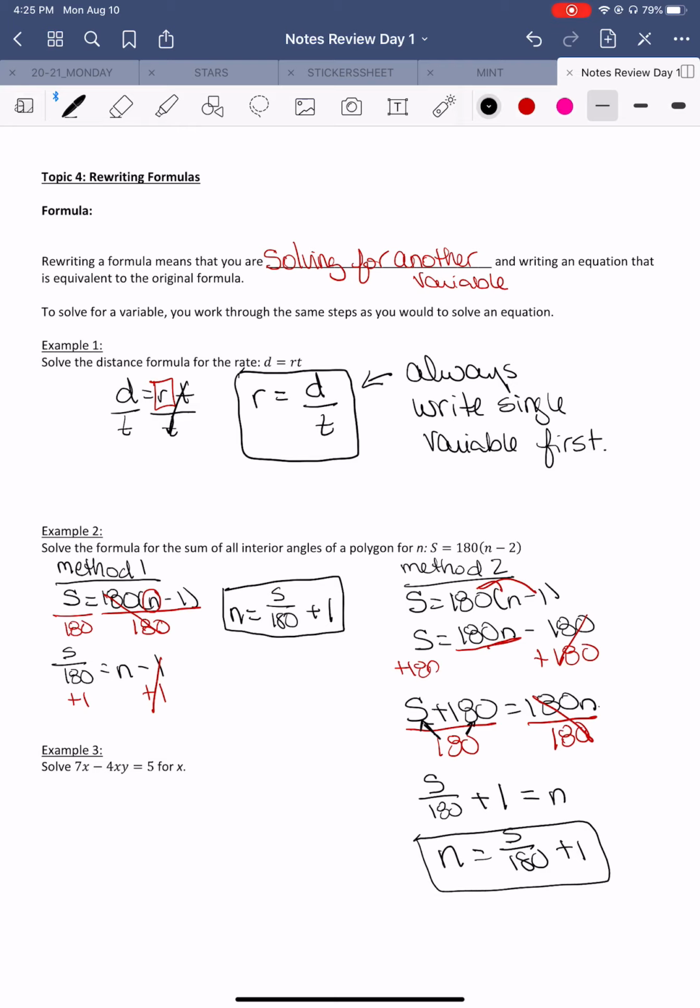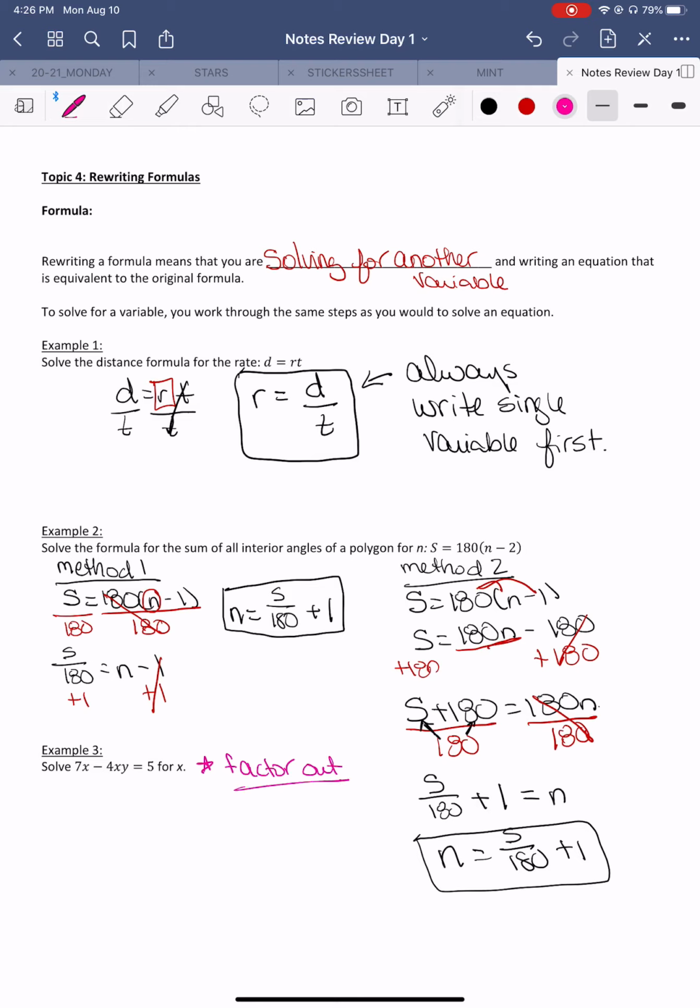Finally, example 3 has two variables. We have x and y in the equation, however, we are solving for x. So we have 7x minus 4xy equal to 5. We are solving for x. Anytime you see two of the same variables, you must factor it out. Do not try to divide, factor it out.